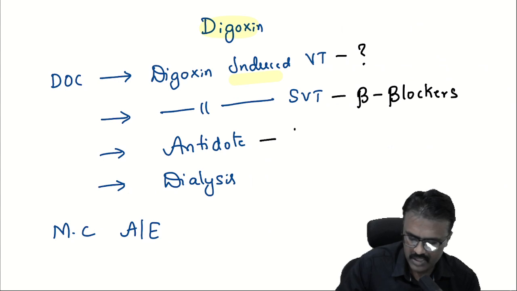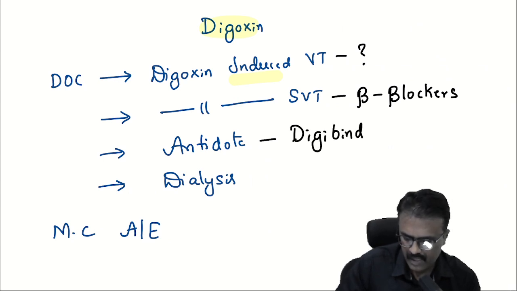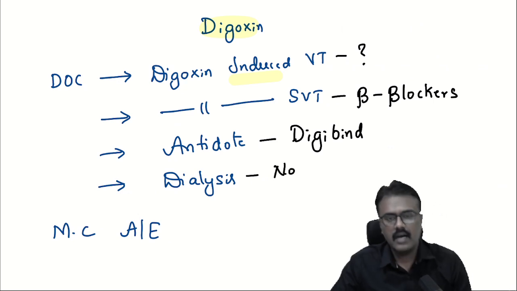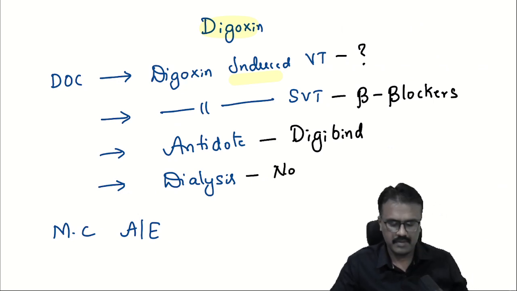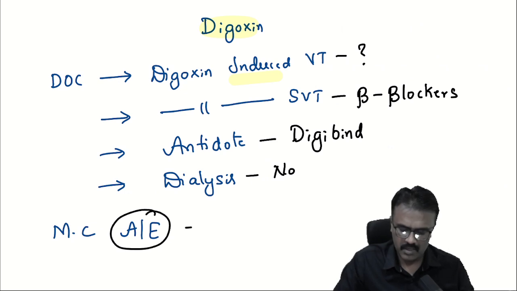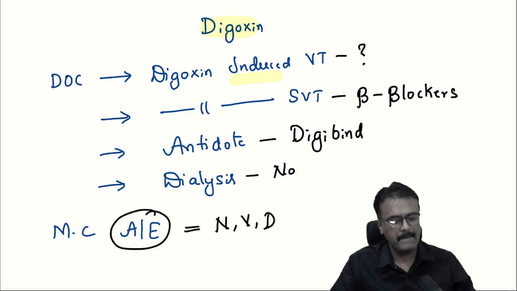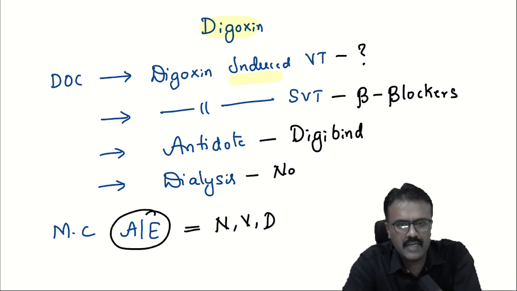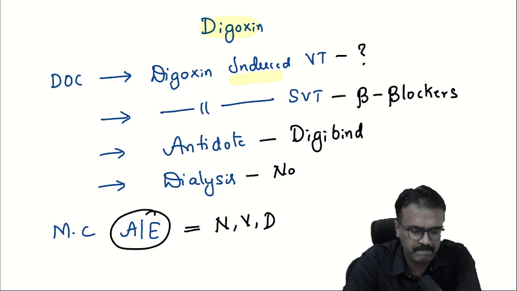The antidote, just now I told you, is Digibind or DigiFab. Can I do dialysis if there is digoxin poisoning? No, because it has a high volume of distribution. The most common adverse effects of digoxin are nausea, vomiting, diarrhea. Very rarely it causes gynecomastia and xanthopsia, called yellow vision.